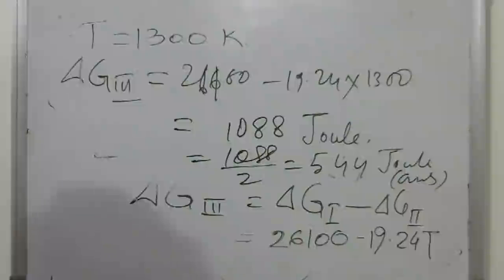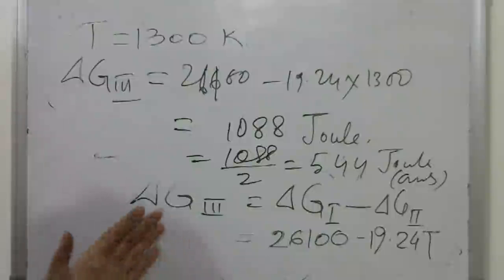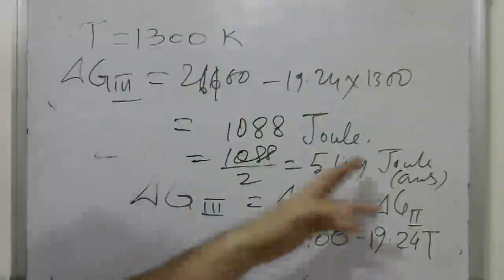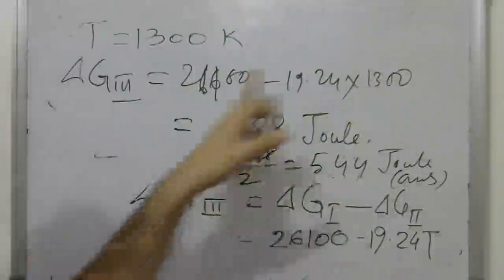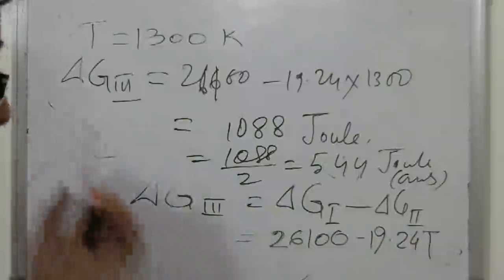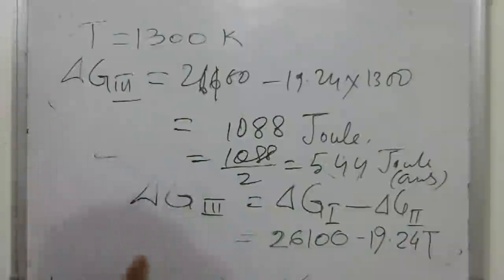Remember that this free energy change is positive. What does it mean? That means that at a particular temperature, 1300 K, solid will not transform into liquid. So this is not a spontaneous reaction. You need to increase the temperature to a point where spontaneity occurs, and you can also find that out from this equation. If you just divide 26100 by 19.24, it gives you the exact temperature at which solid copper is in equilibrium with liquid copper, right? Okay, fine.